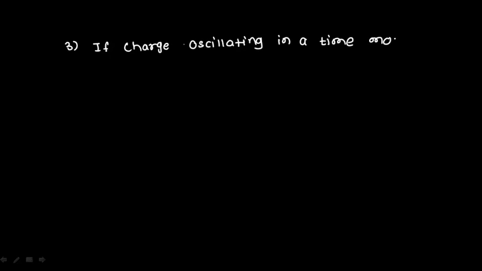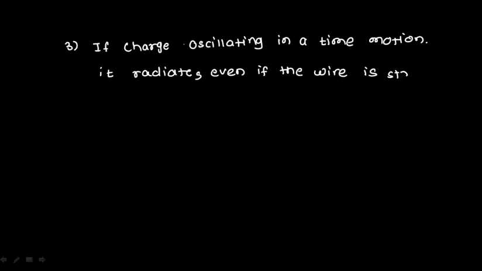And the third condition is nothing but if charge, now whatever charge previously you were having, it was moving with the uniform velocity. But if you're having a charge oscillating in a time motion, अगर आपका चार्ज जो है यूनिफॉर्म वेलोसिटी के साथ नहीं जा रहा है, it is oscillating in the time motion, so it will radiate even though your line or your wire will be infinite and straight. So it radiates even if the wire is straight. ठीक है, so these are the three conditions when your particular single wire can radiate.